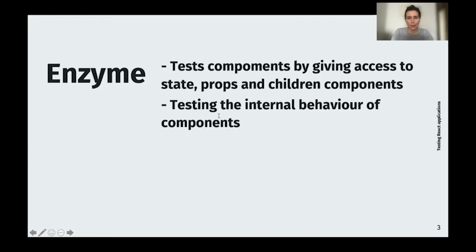Enzyme gives you access to the props and state of your components, meaning that you're testing the internal behavior of your components to confirm that the correct view is being presented to the users. It would work something like this. If all of these props and state variables have this value, then we assume that the interface presented to the user is what we expect it to be.